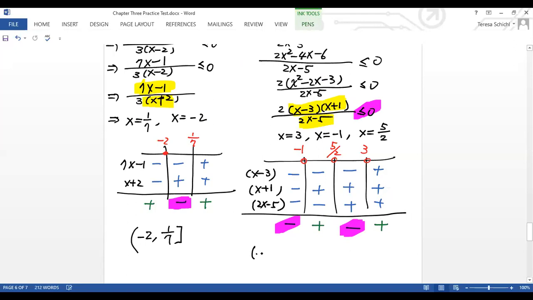So here, this one is from -infinity to -1. So let's see, can we use a bracket? Oh yes, because it's on the numerator, doesn't matter, okay? Then union here. Now the next one here is from 5/2 to 3. Okay, so 3, can I use a bracket? Yes, because it's in the numerator. But 5/2, I cannot, because that's the value that makes the denominator equal to 0. So I need to use a parenthesis here.